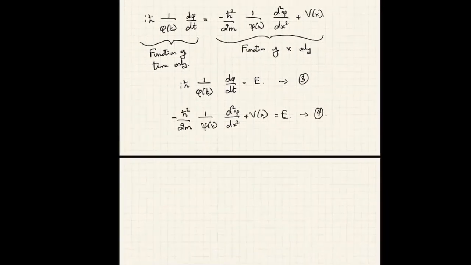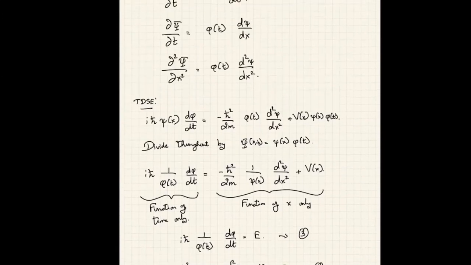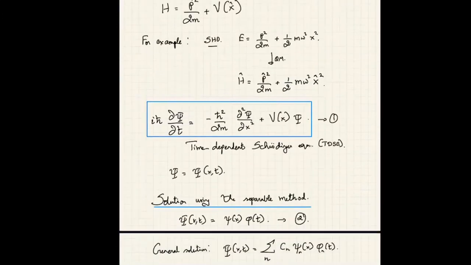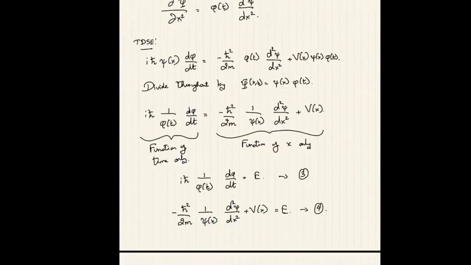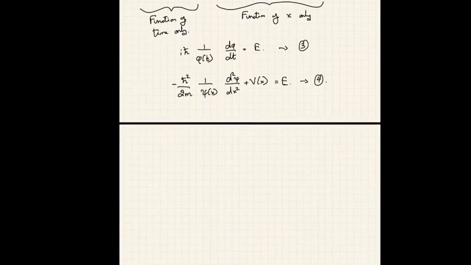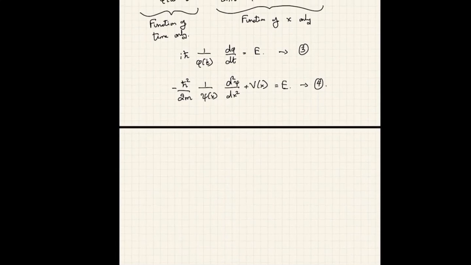So notice that now, unlike the initial Schrodinger equation, which was a partial differential equation in two variables x and t, the variable separable method has given us two total differential equations, the first one in t and the second one in x. In fact, it's even simpler because the first equation, which is a function of t alone, is only a first order differential equation that we can very easily solve.